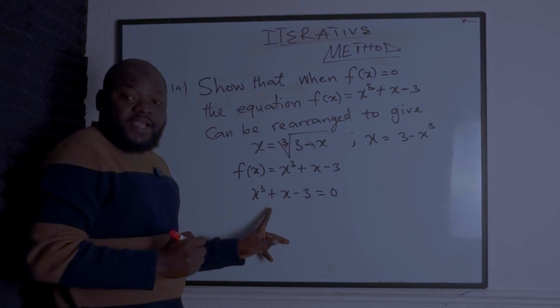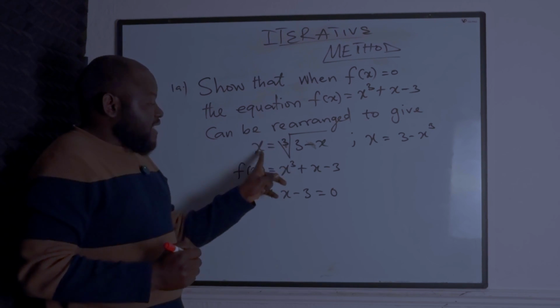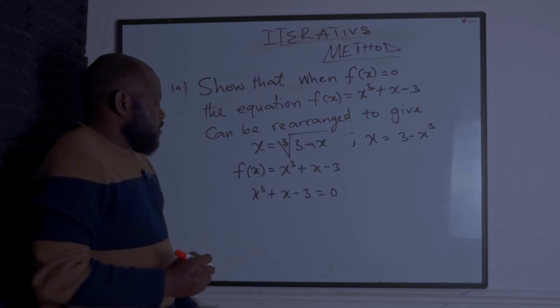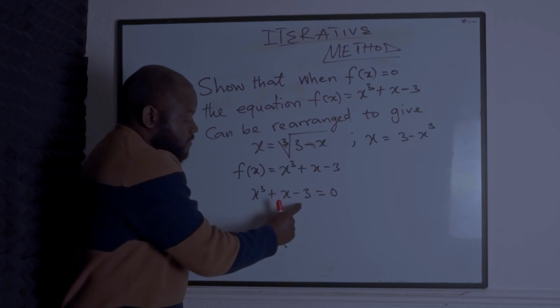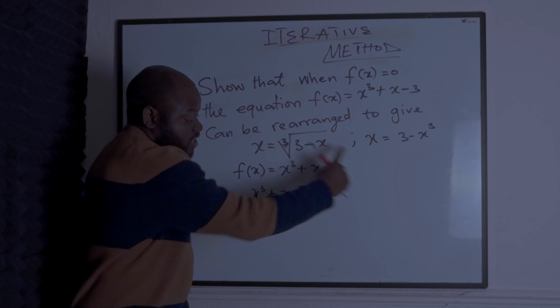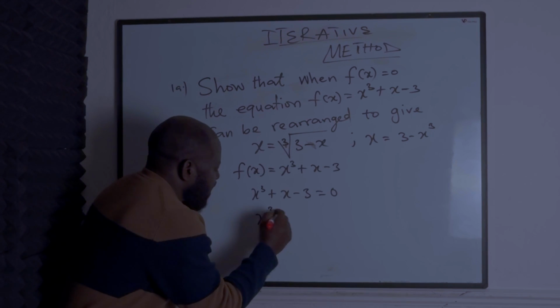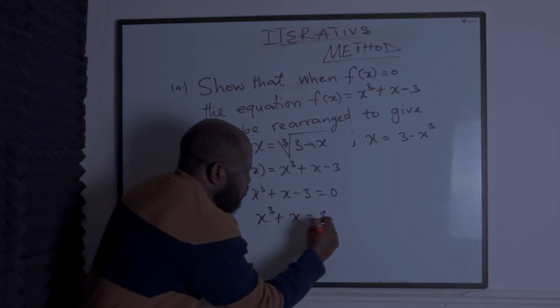So we want to make x cubed the subject of the formula. That is what we need to do because that is what they did to arrive here. So what do we do? We add 3 to both sides so that this 3 can cancel here, or better still, you can just transfer 3 to the other side so it becomes positive. Then you have x cubed plus x equals 3.